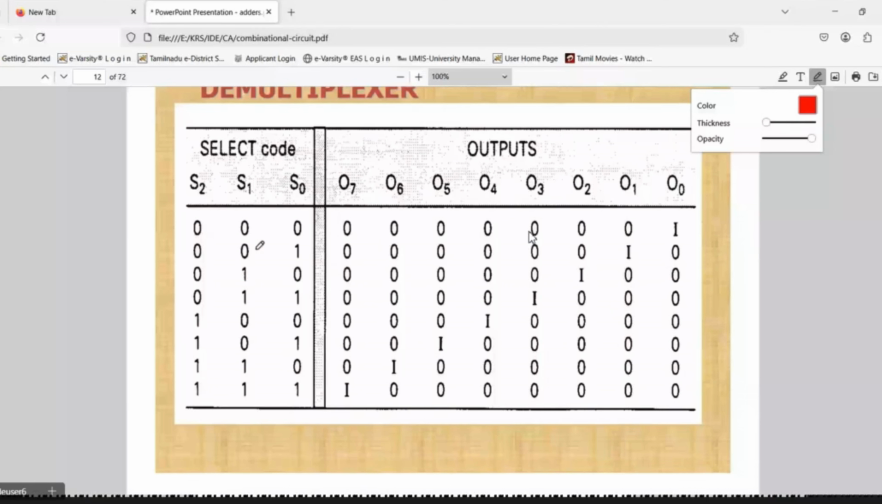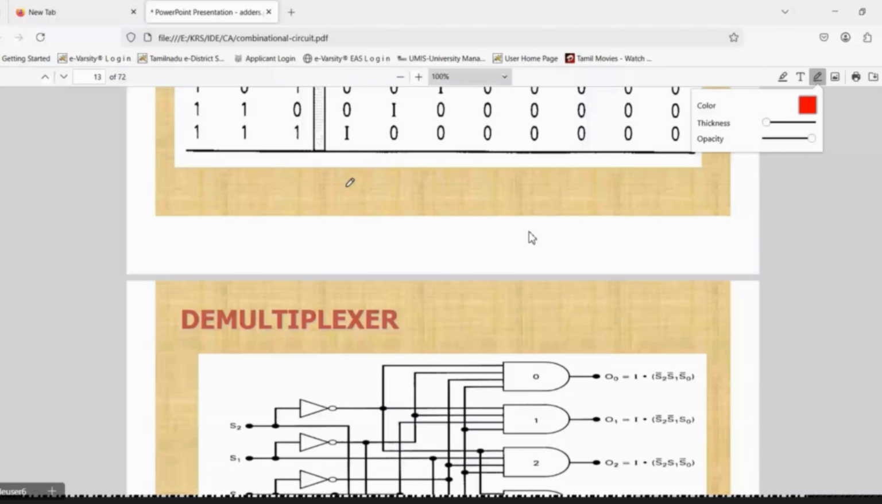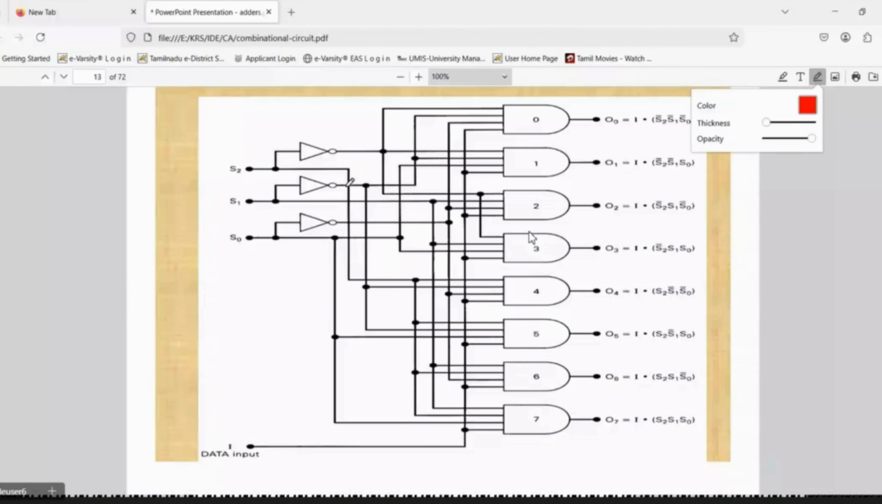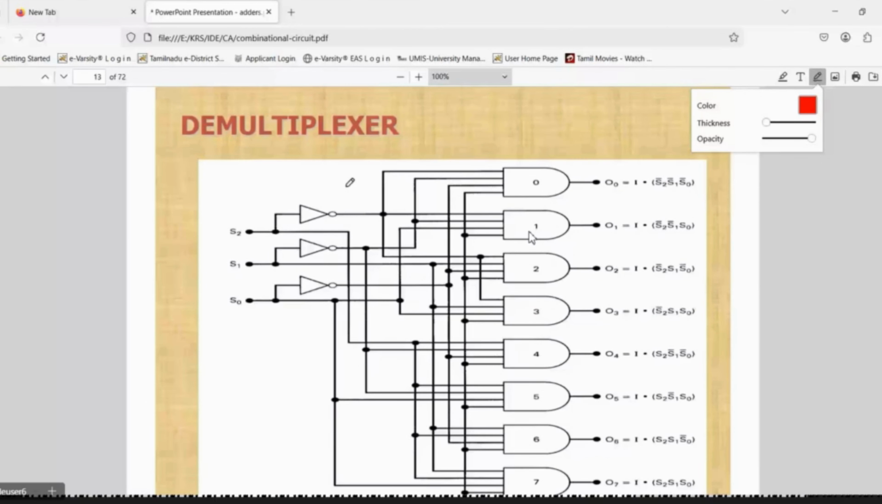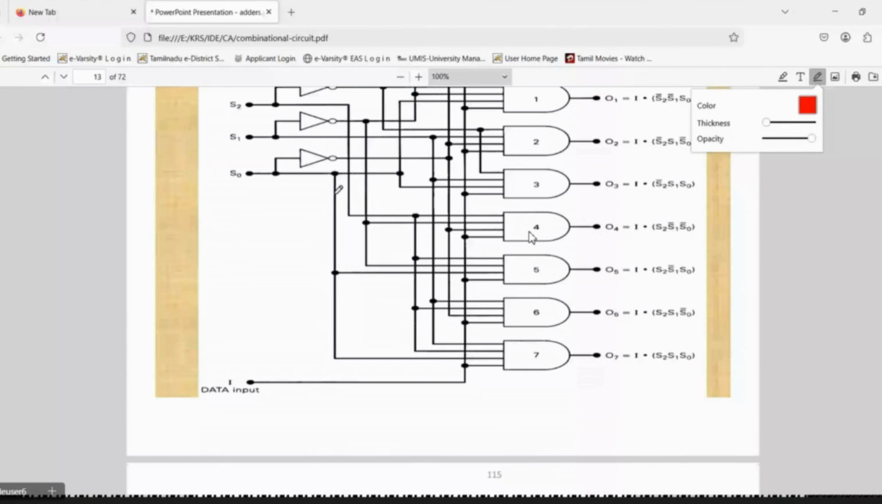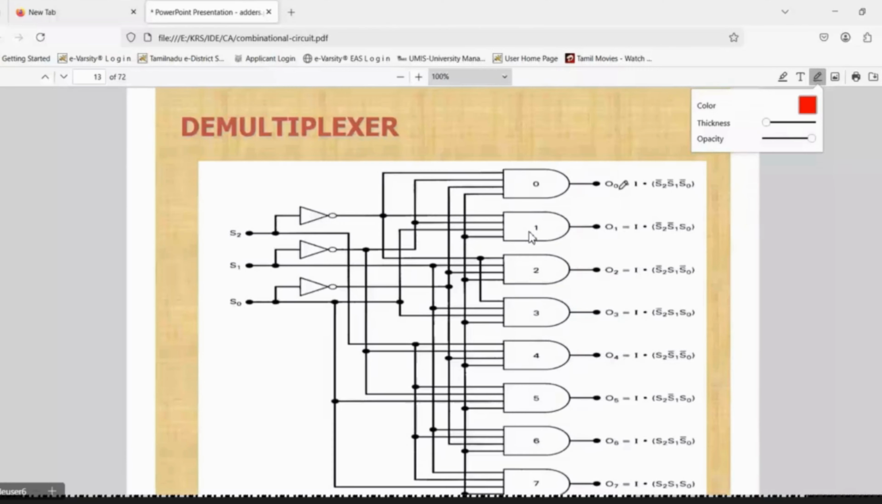So the truth table for the demultiplexer, that is 1 by 8 demultiplexer. It's a logic diagram. So one input line, that is the data input. Then there are 3 selection lines, S0, S1 and S2. Then 8 outputs, output 0 to 7.